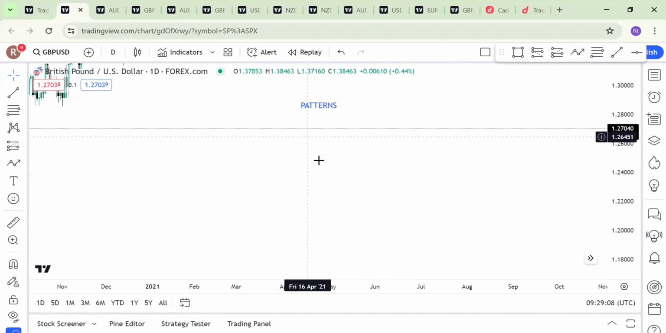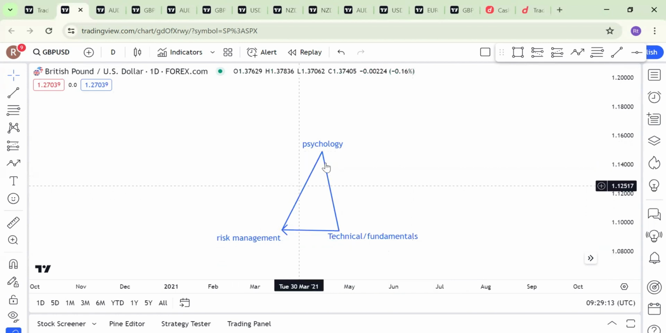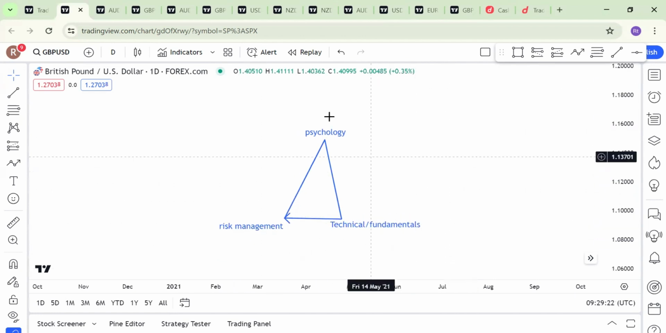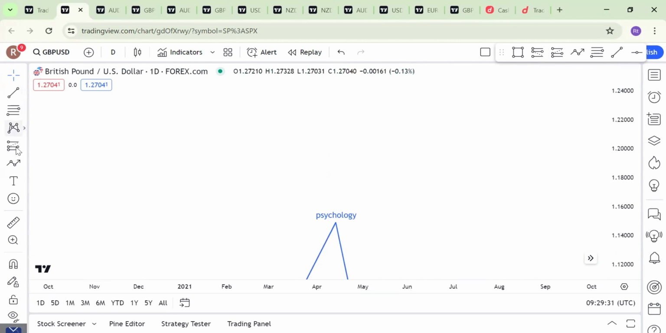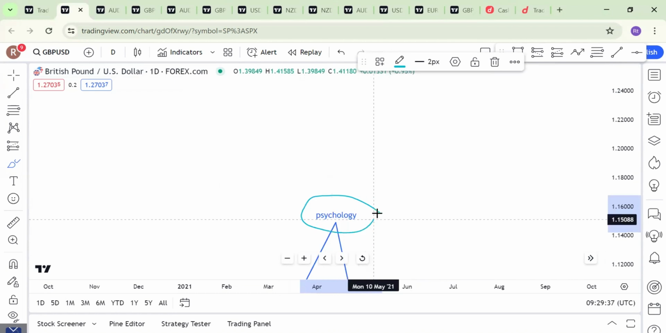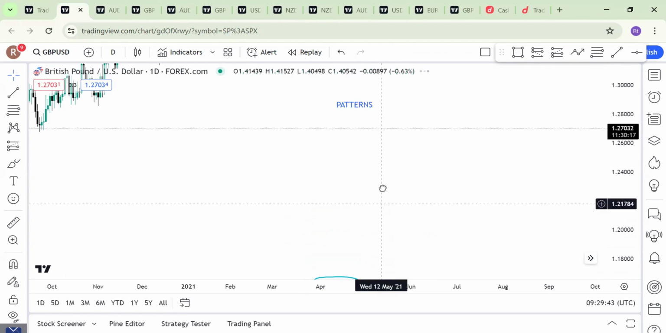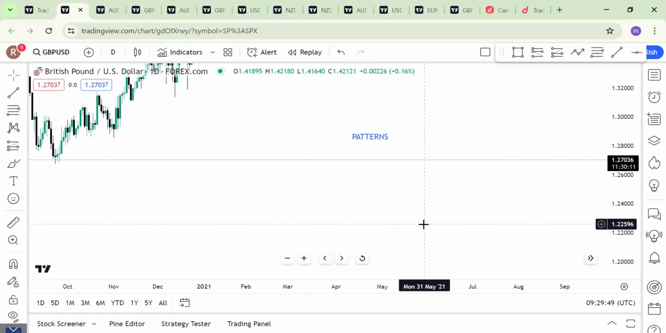Before we go, I would like to show you something that I call the triangle of trading. This is my personal triangle of trading. I have the psychology, I have the risk management, and I have the technical and fundamental analysis. I take these three things very personally when it comes to trading. Everything we are talking about today is the psychology of trading, and everything about pattern is centered around this trading psychology. So let's delve into patterns.